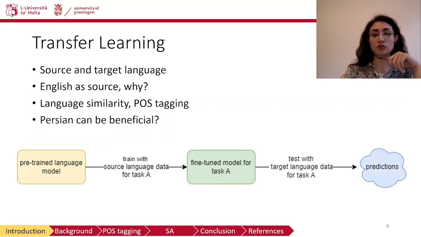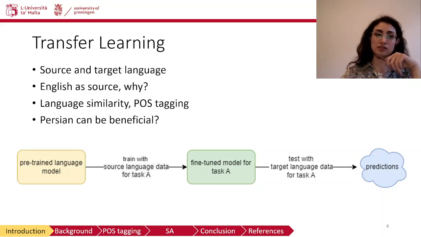Transfer learning, and to be more specific, cross-lingual transfer learning, is used in low-resource settings where we have a low-resource language that we don't have enough tagged data for. So we use a source language that we have data for to train or fine-tune a model, and then we test it with the target language or the low-resource language. English is mainly used as the source language simply because there is enough data for English in various tasks.